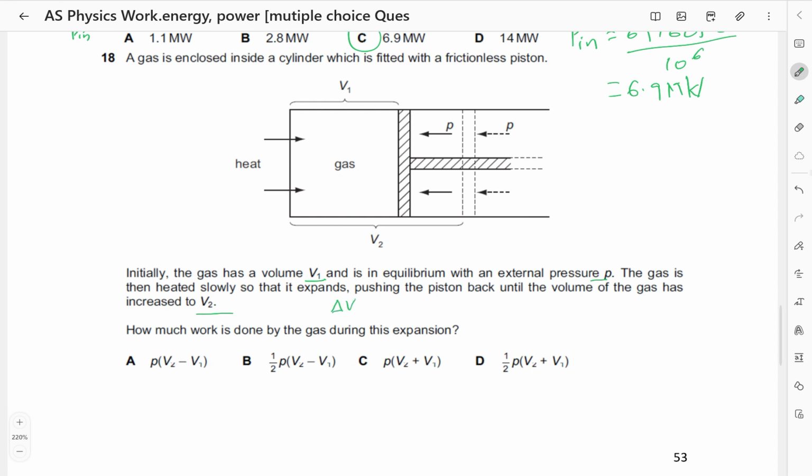So change in volume is equal to V2 minus V1. Remember, work done is equal to pressure times change in volume. So this will be pressure into V2 minus V1. So the answer is going to be A.